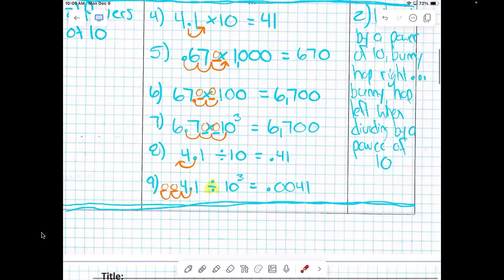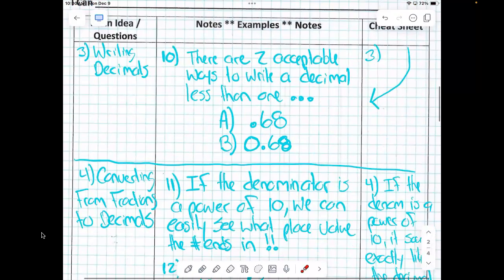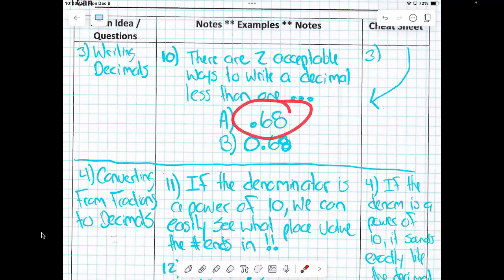Yes. However, division actually works with bunny hops as well if we are dealing with powers of 10. But instead of bunny hopping to the right, in division we bunny hop to the left. So there's 1 0. It's division, so we bunny hop to the left, yes? Yes. How many zeros are in 10 to the power of 3? 3. So we bunny hop to the left 3 times because it's a division problem, right? Yes. All right, good. You're doing great. Writing decimals, you can write decimals with the 0 in front or without the 0 in front, right?